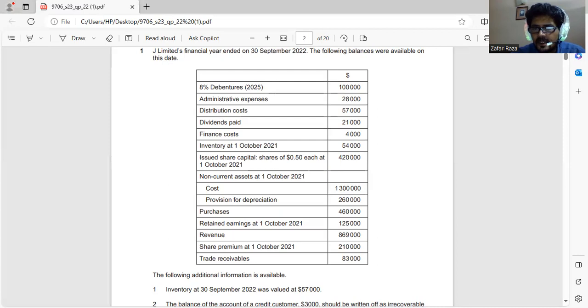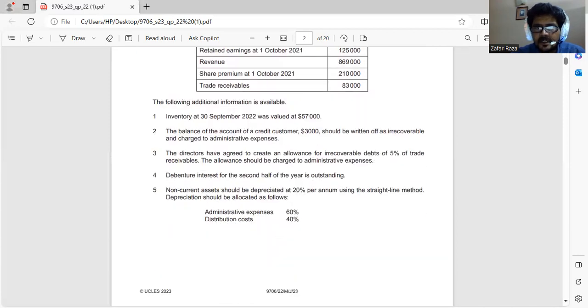And what else do we have to add in administrative expense? See, we have to add this amount. The balance of account of credit customer 3,000 should be written off as irrecoverable and charged to administrative expense. That 3,000 has to be charged to administrative expense.